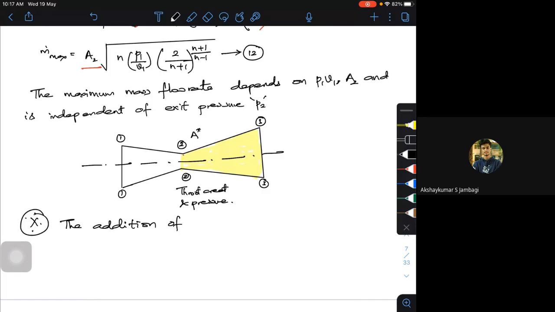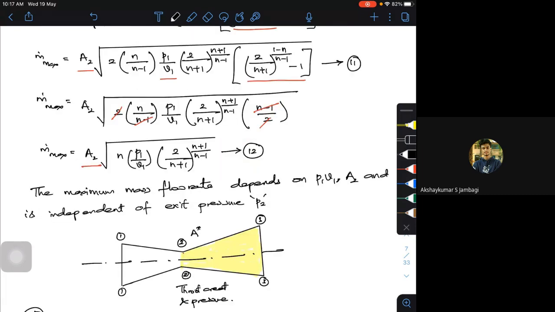Look at the equation, either 11 or 12. Nowhere do I have P2 or P3. What I have is P1, the inlet pressure, the specific volume at the inlet, and the throat area or exit area, which is very critical. That's why A2 is written as A star. So this is nothing but critical mass flow rate. That is the minimum area at which I am going to have the maximum mass flow rate.